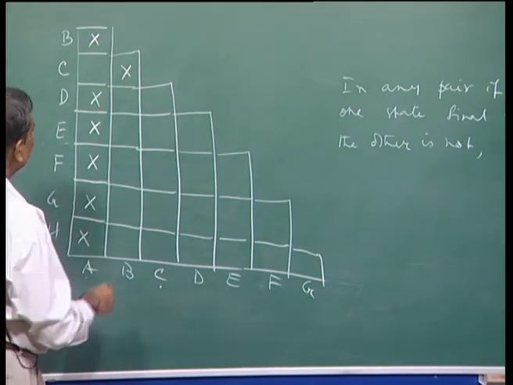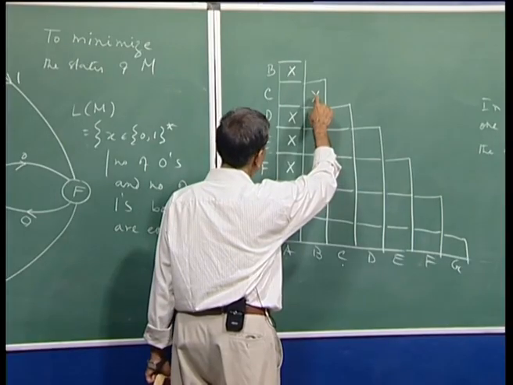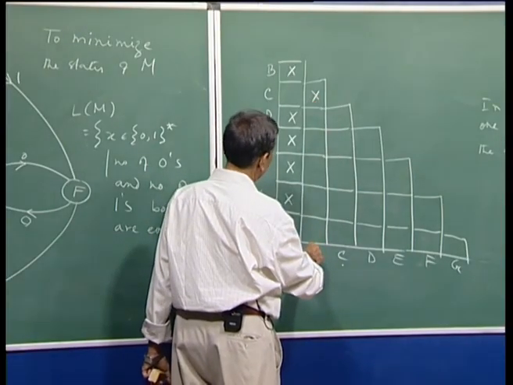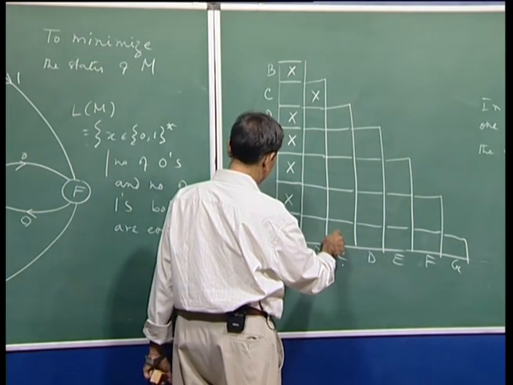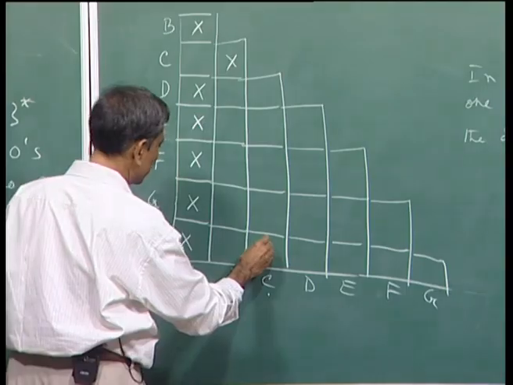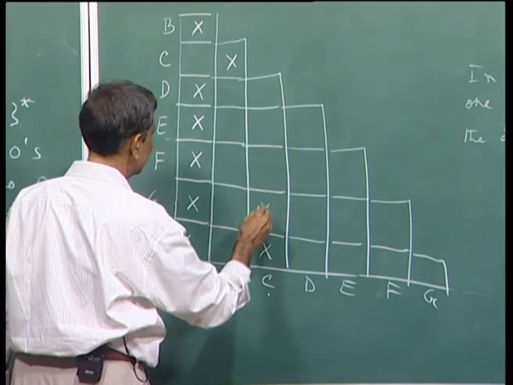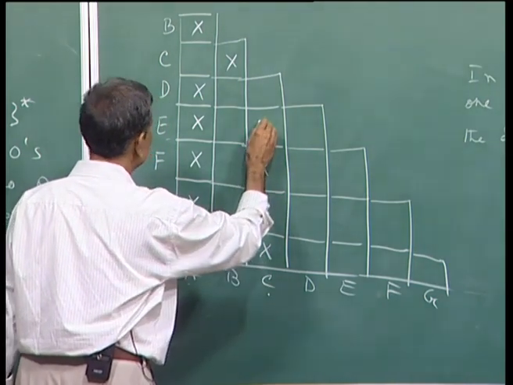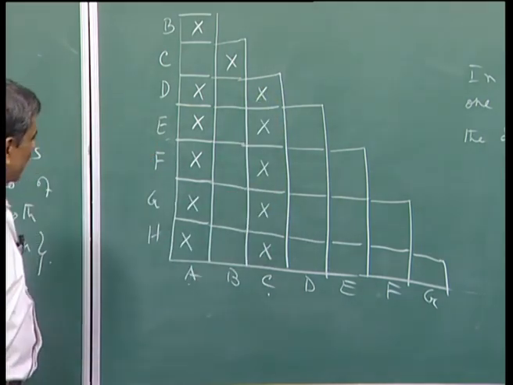Anything else that we can do? So, for example, let me write it in here. So, C and this B, and here C is distinguishable from H, C is distinguishable from G, C is distinguishable from F, C is distinguishable from E, C is distinguishable from D, right? And anything else that we can put?